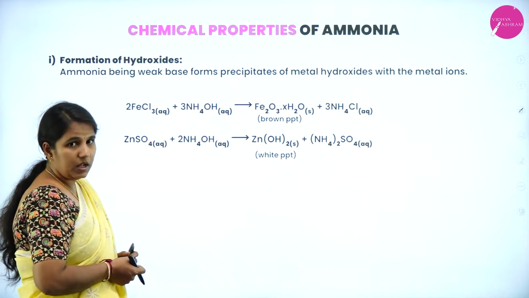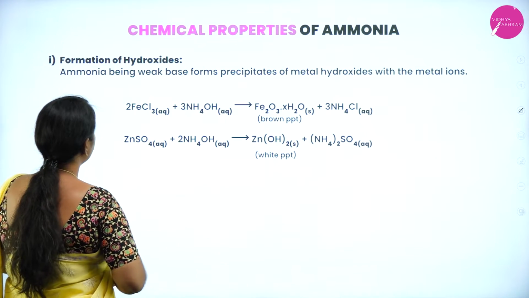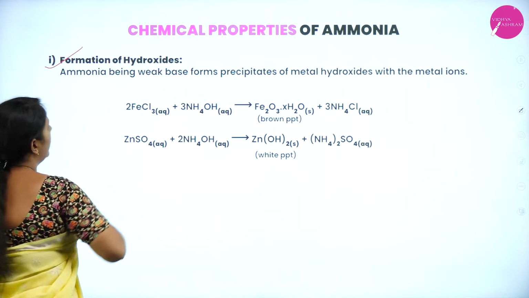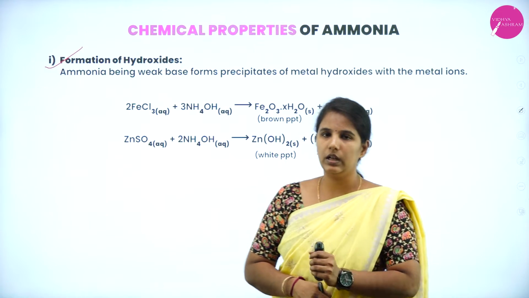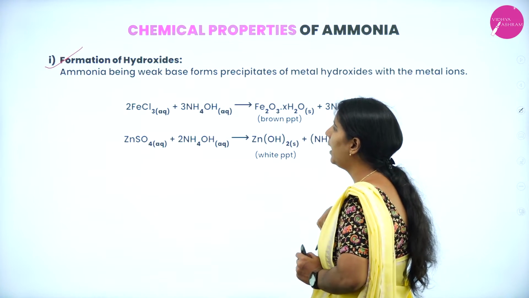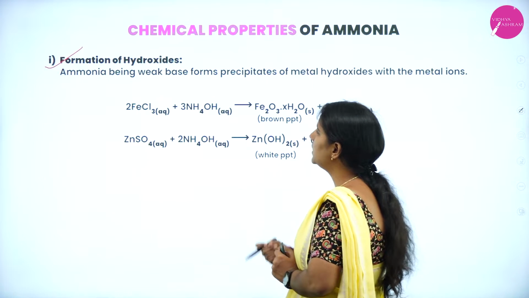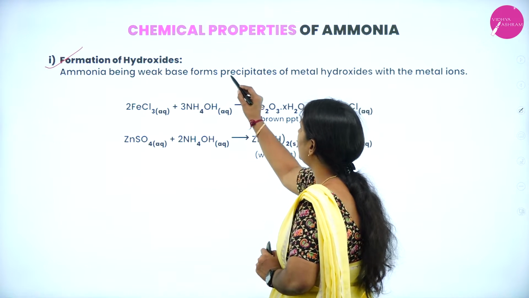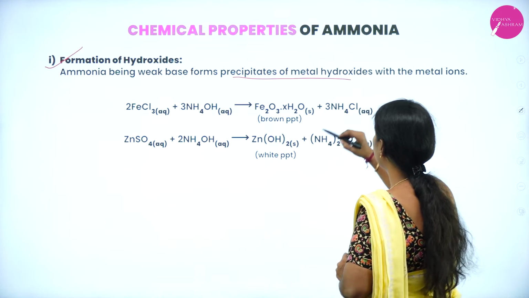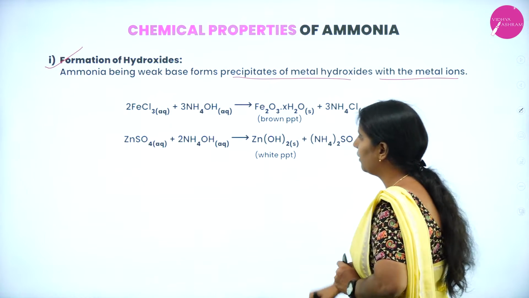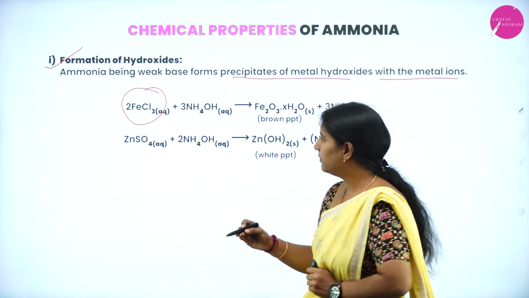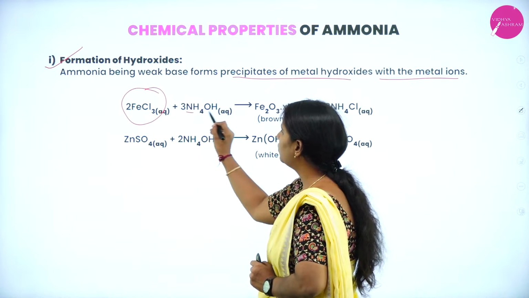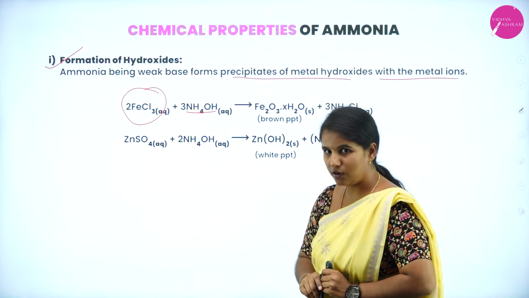Coming to the chemical properties of ammonia, the first one is the formation of hydroxide. We'll understand how ammonia leads to the formation of hydroxide. Ammonia, being a weak base, forms a precipitate of metal hydroxide with a metal ion. So here I'll take ferric chloride, an aqueous solution, which is allowed to react with ammonium hydroxide.